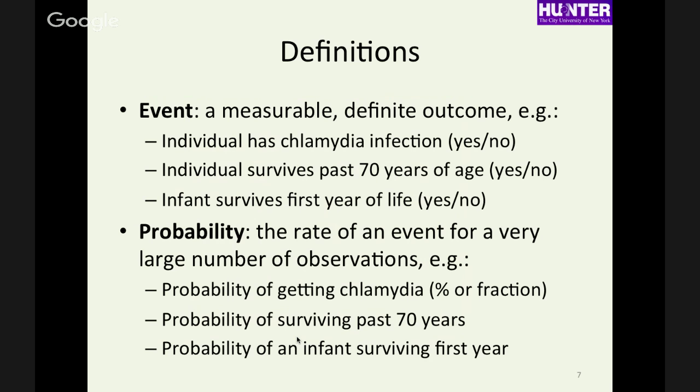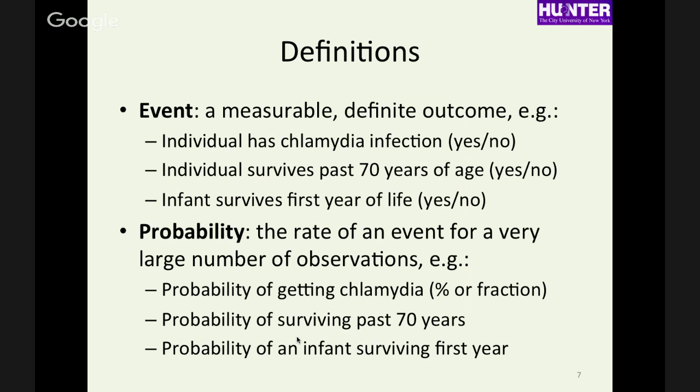All right, so we've got our examples. And again, for that previous example, there's a whole article discussing it posted with the lecture. So, some definitions. An event is your single measurable definite outcome. For example, the individual has the chlamydia infection, yes or no. That is the gold standard event. Either the person has or has not, and there isn't uncertainty in that.